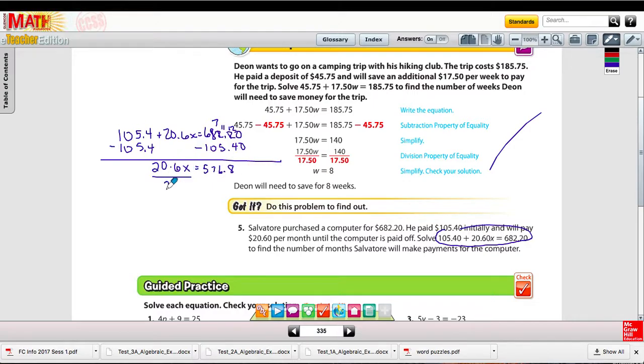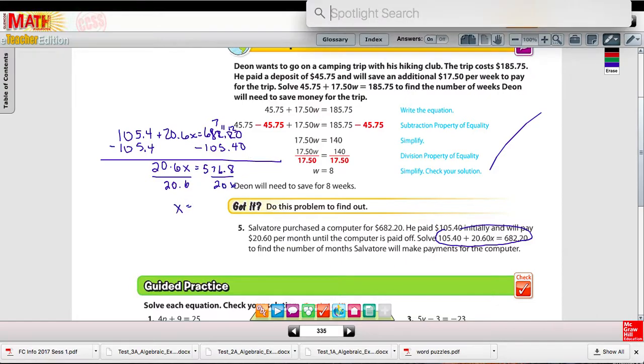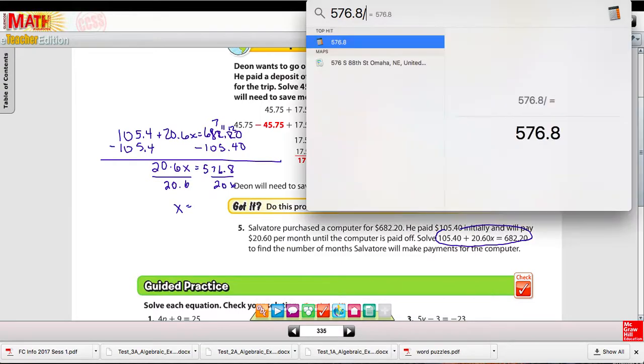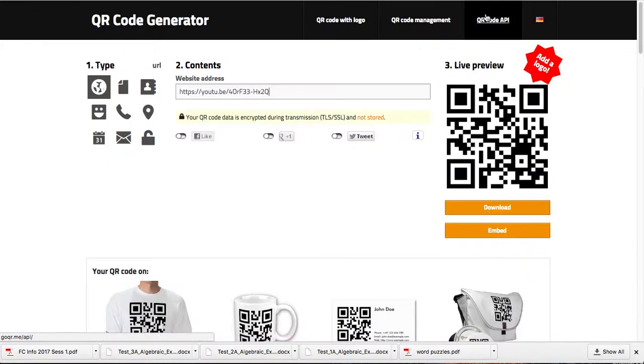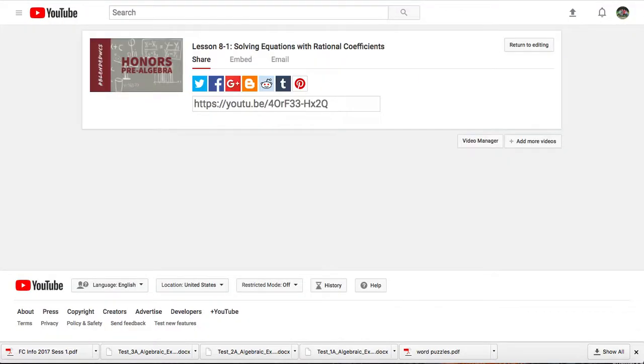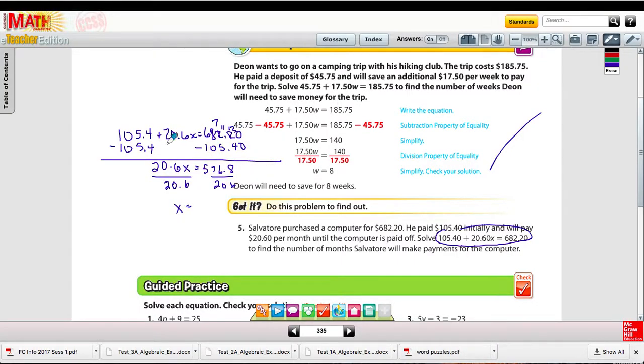And then when you divide both sides by 20.6, divide by 20.6, x equals, let me pull up my calculator right here and type in 576.8 divided by 20.6, and it comes out to be 28. And just in case you're wondering about calculators, if you're going to show your work like this, I would absolutely let you check your work with a calculator. But if you're not going to show your work and you're just writing in the answer, I will not let you use a calculator. So keep that in mind.